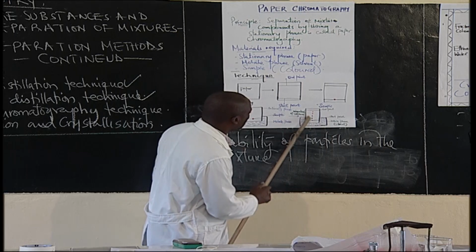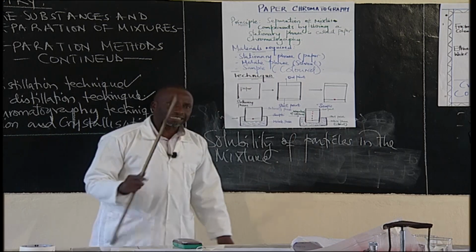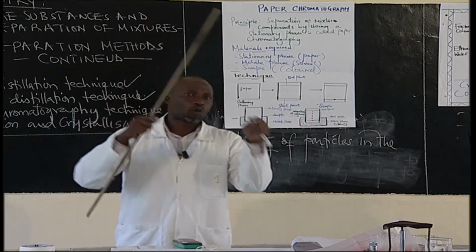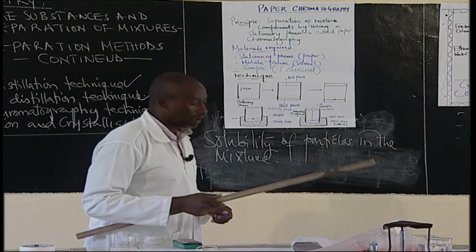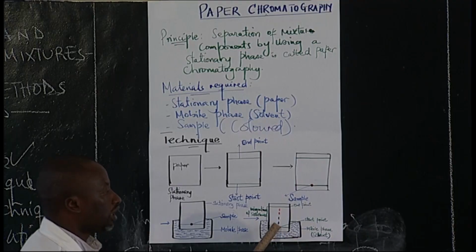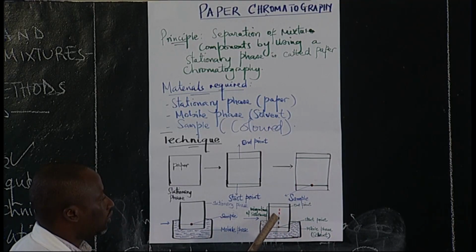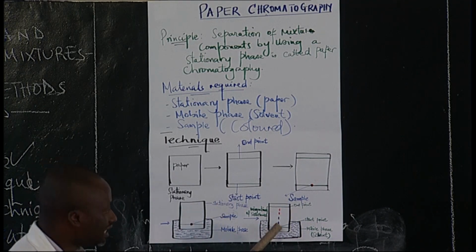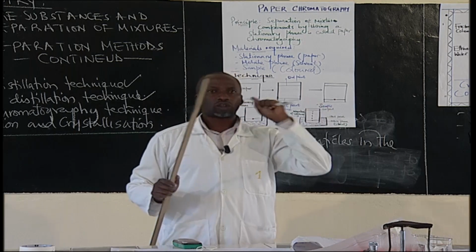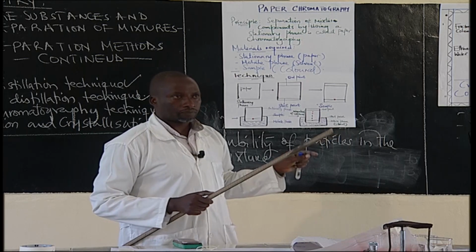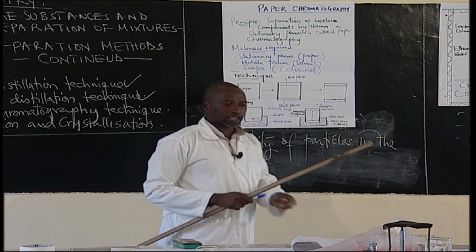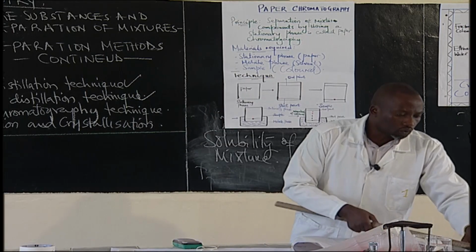So the number of spots here indicates the number of components within that sample. So the movement here, if we have 1, 2, 3, 4, that means in this sample here, there are 3 different components, so 3 different colors. Therefore, that is how it is operated. That's how it works.